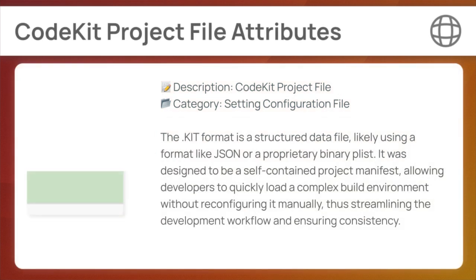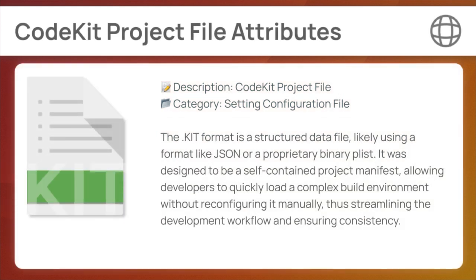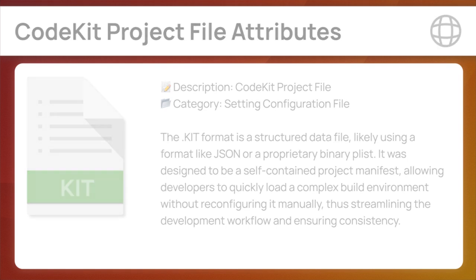The .kit format is a structured data file, likely using a format like JSON or a proprietary binary plist. It was designed to be a self-contained project manifest, allowing developers to quickly load a complex build environment without reconfiguring it manually, thus streamlining the development workflow and ensuring consistency.